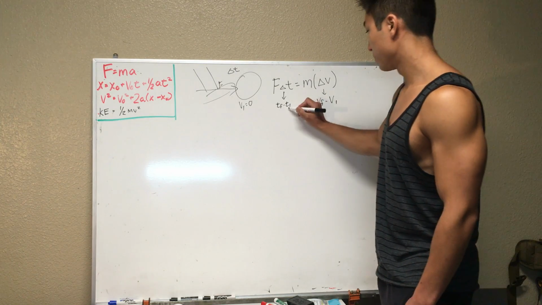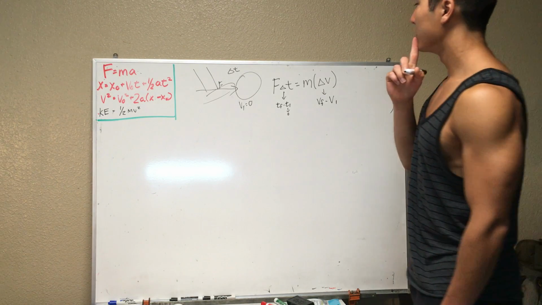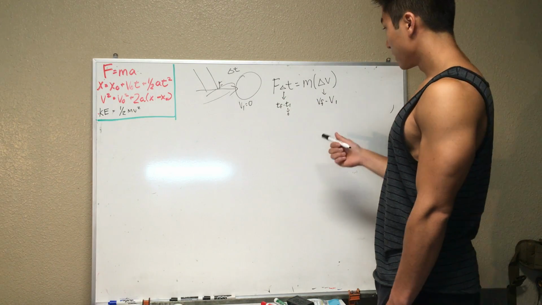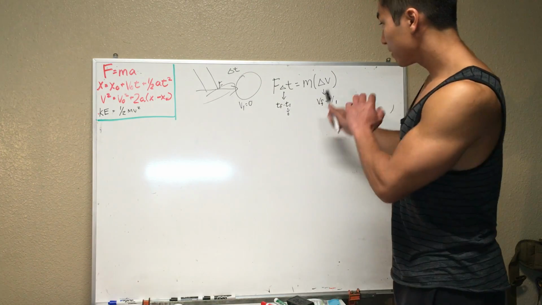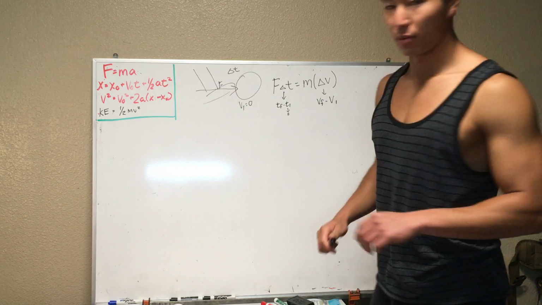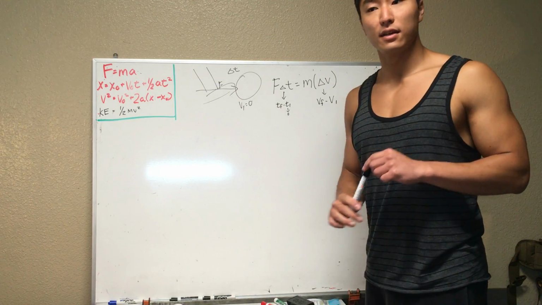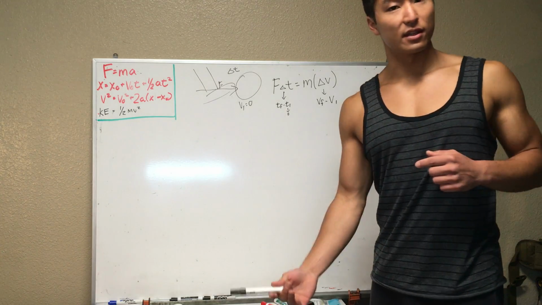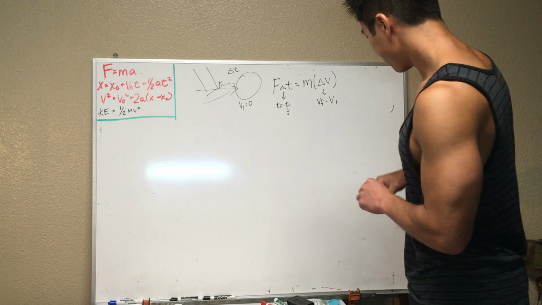So t initial is going to be 0, and what we have is force times the small change of time equals mass times the small change in velocity. This kind of makes sense because if we apply force with a small change of time, the ball that was at rest now has a velocity. So it's kind of like a linear relationship almost.